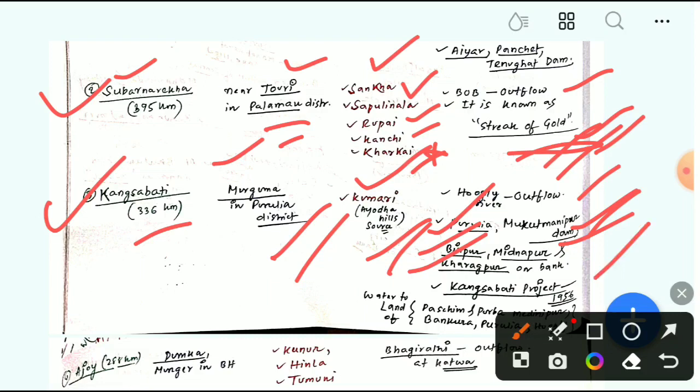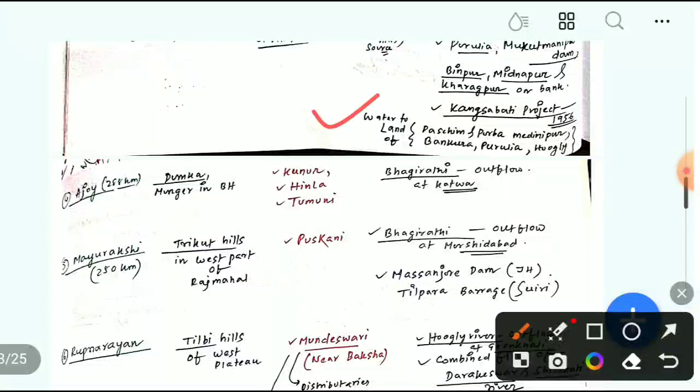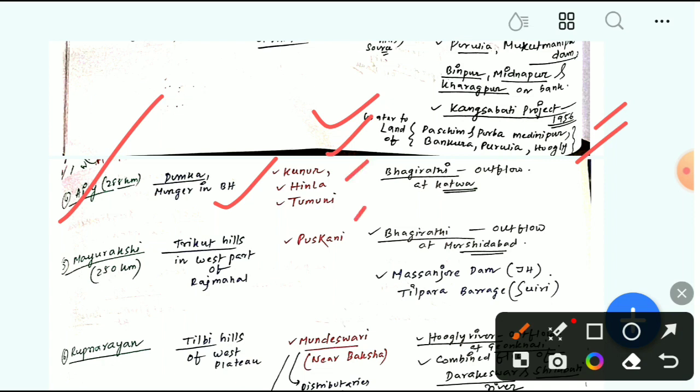Kangshabati project was started in 1956, and it gives water to land for Paschim and Purba Medinipur, Bankura, Purulia, and Hooghly, meaning they get irrigated by this river Kangshabati. Next river is Ajay river, that is 288 km. Source is Dumka, Munger in Bihar, and tributaries are Kunur, Hinla, Tumuni, and it outflows into Bhagirathi at Katwa.